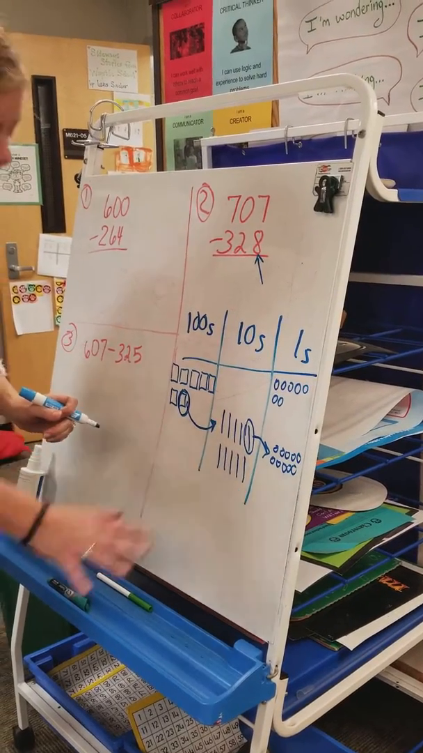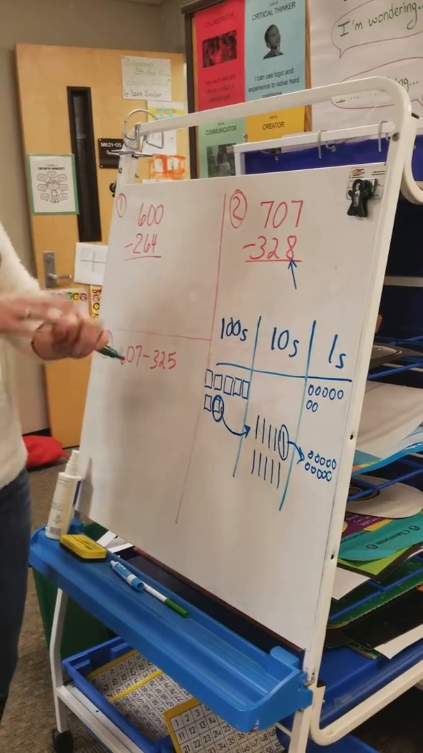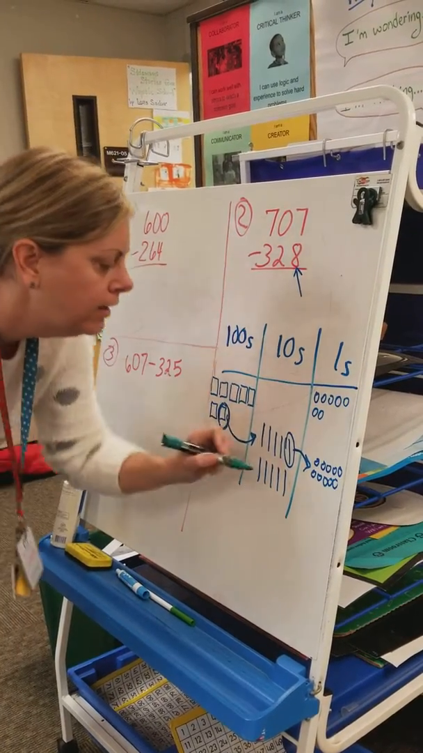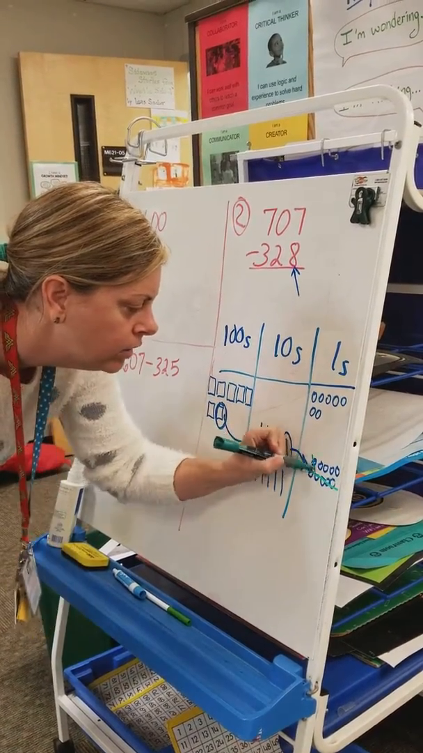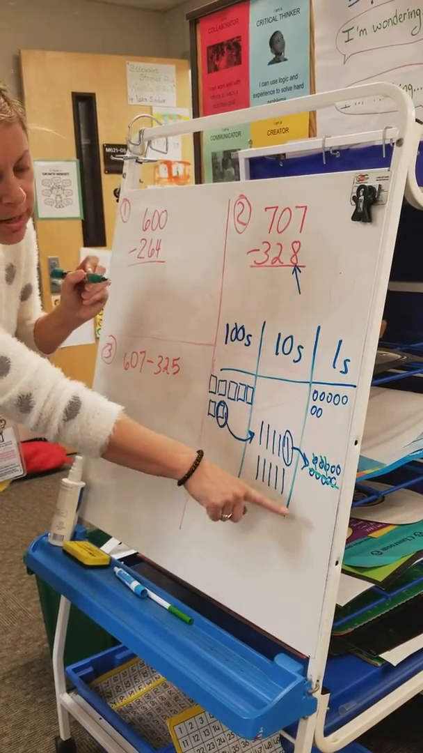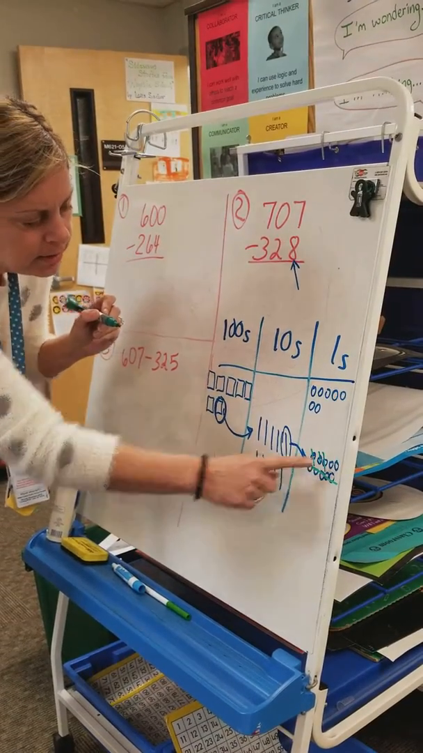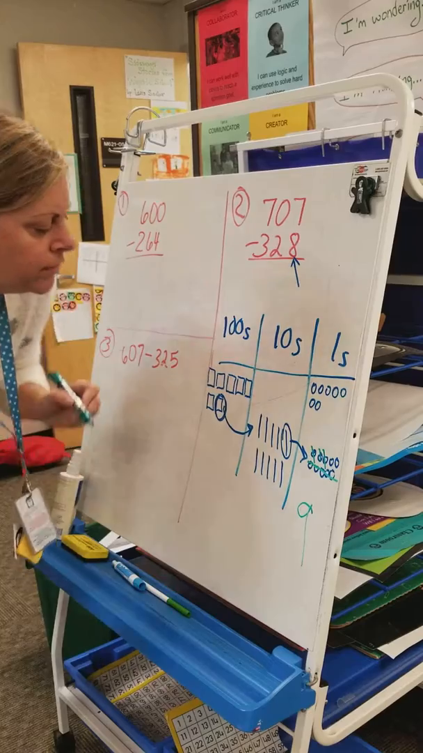Doesn't matter which 8, but I tell my kids, take your time and don't get sloppy or you'll accidentally cross out too many. I know that 5 plus 1, 2, 3 more makes 8. I've taken away 8 ones. Now, how many ones do I have left that are not crossed out? My original 7, 8, 9. I have 9 ones.